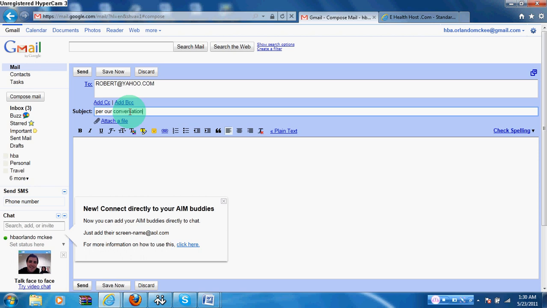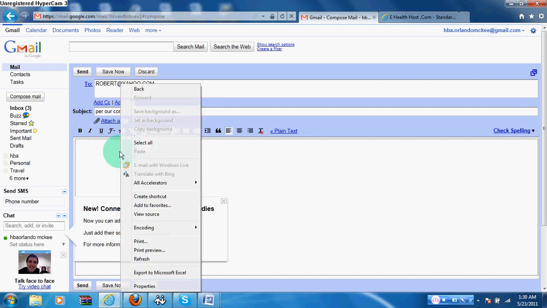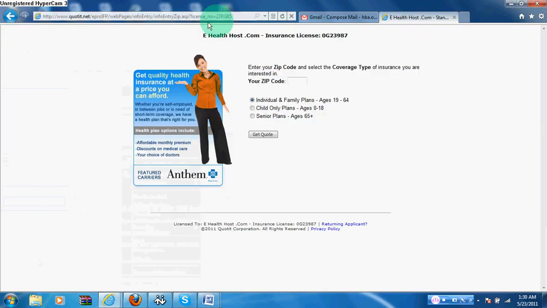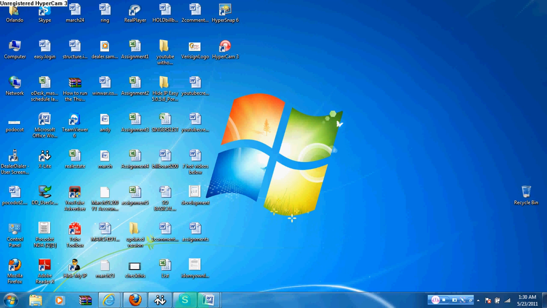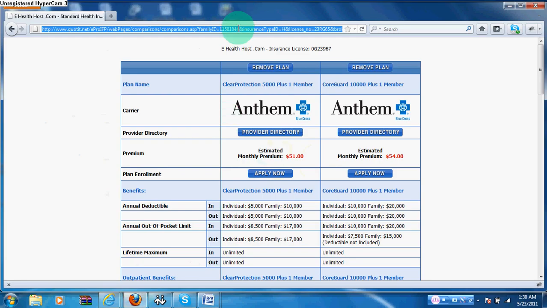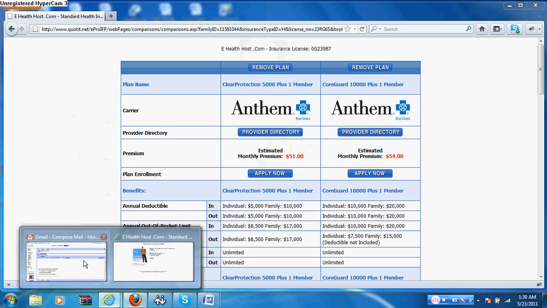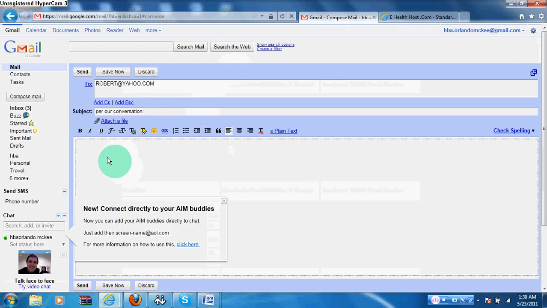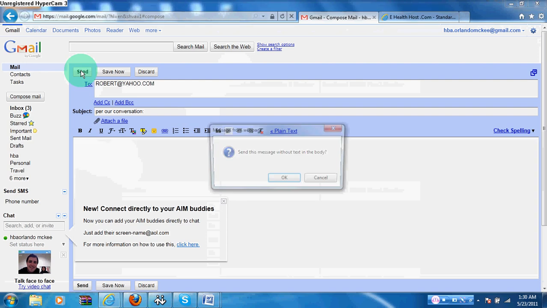This really does allow them to get a feel that they have spoken to you, and then you just simply copy and paste the link that you got from here. Excuse me. You'll simply copy and paste this link into the email. So it's a real simple process. You paste the link here, and then you hit send, and the email gets sent.